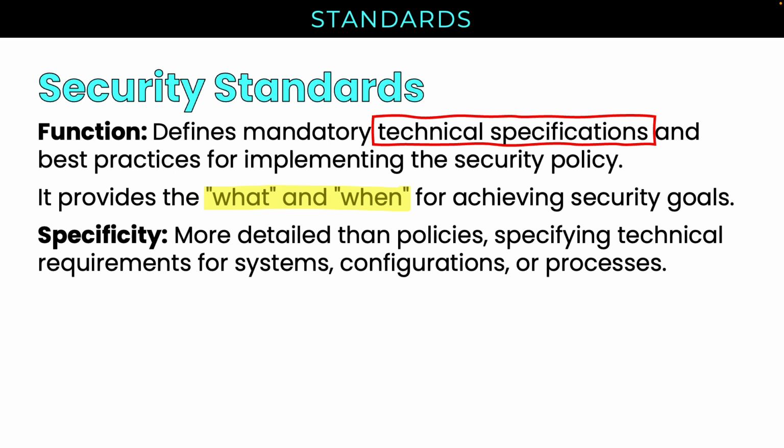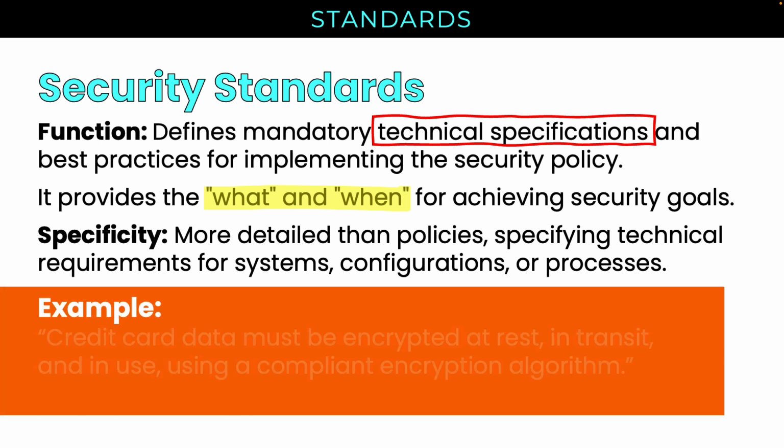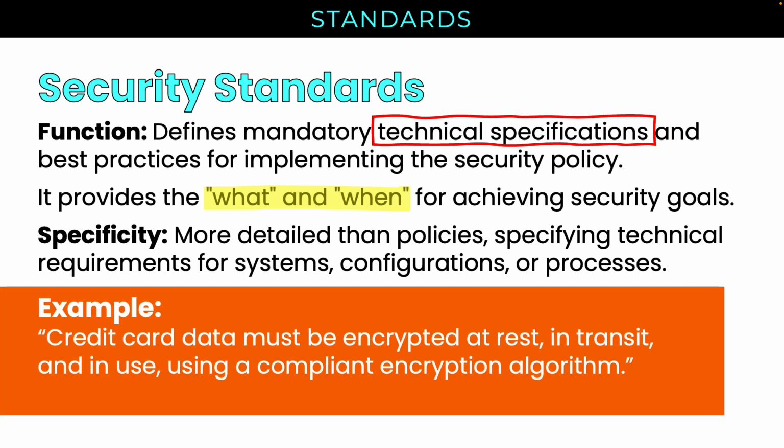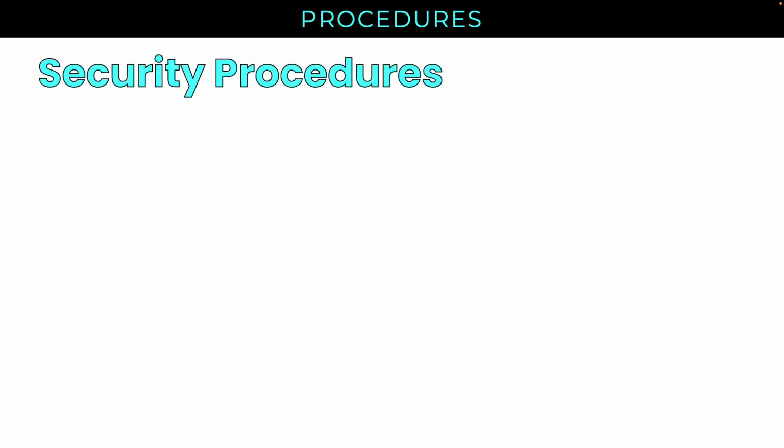So this is going to be created a bit further down the management chain, taking that direction from the high-level policy. For example, credit card data must be encrypted at rest, in transit, and in use using a compliant encryption algorithm. We might see guidance from that from an industry standard like PCI DSS, for example, since we're talking about credit card processing. Then there are procedures.